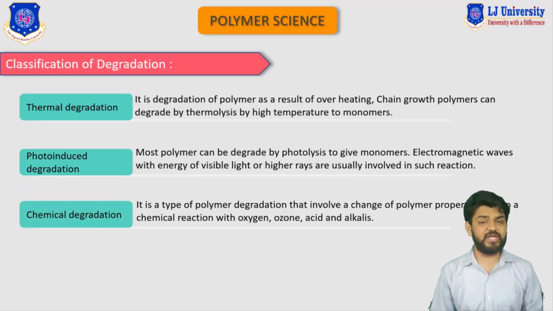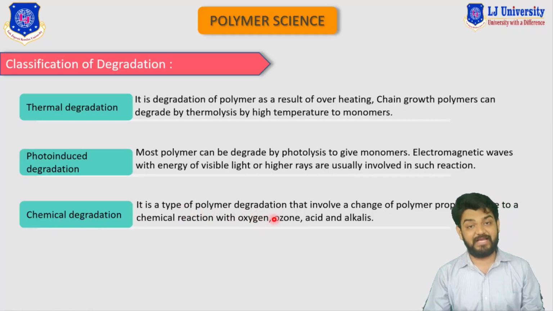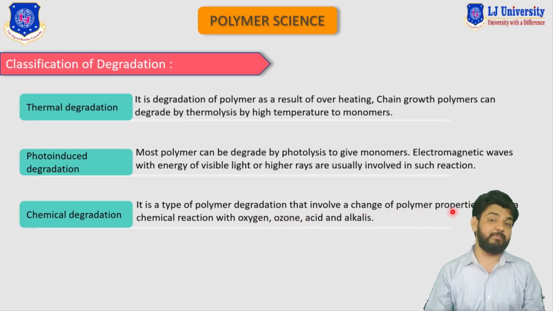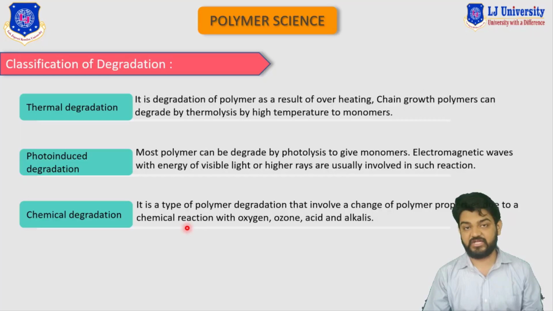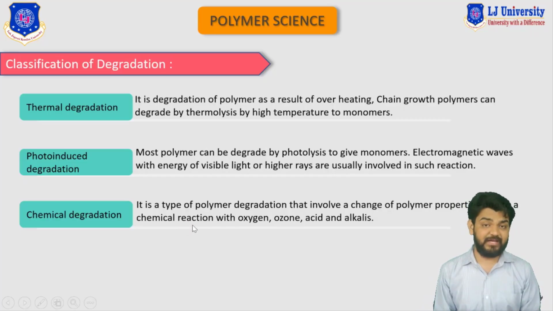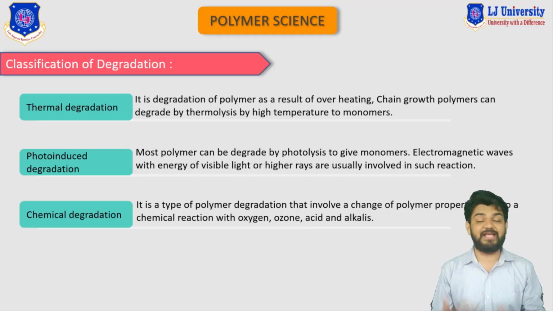Then the next classification can be chemical degradation. It is the type of polymer degradation that involves a change of polymer properties due to chemical reactions. So with the application of a chemical reaction such as oxidation, reduction, or any other type which involves chemicals such as oxygen, ozone, acid, and different alkalis, the properties of the polymer are affected, and it starts to degrade from its original shape. This kind of reaction is referred to as chemical degradation, in which any kind of chemical is responsible for the degradation of the polymer.